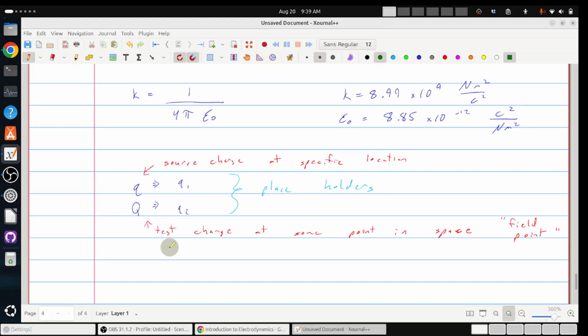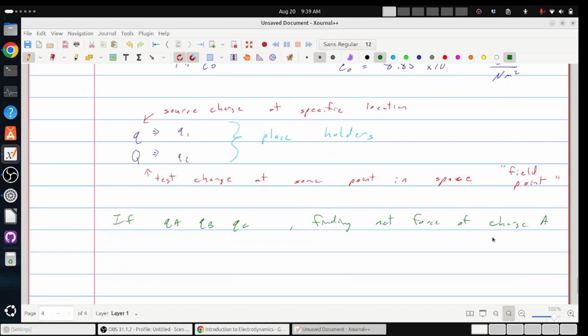Taking it back to my previous example in our other video, if we have a QA, a QB, and a QC, and we're finding the net force on charge A, then Q, capital Q, is my QA. And my little q is equal to first QB, then QC, because I have to do it with both of the other charges.